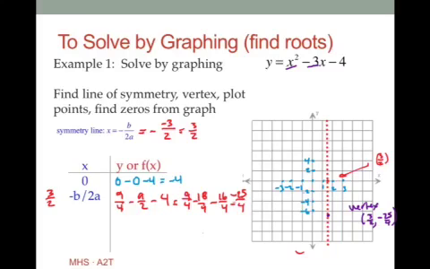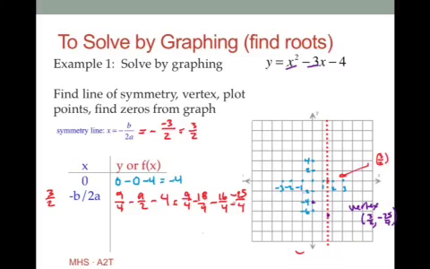Now I don't know where my next point's going to be. Is it going to open up or is it going to open down? So I can plot my other points. For example, I can plot the point 0, negative 4. So 0, negative 4 is going to be right there. Okay, so that's good. I got one point.